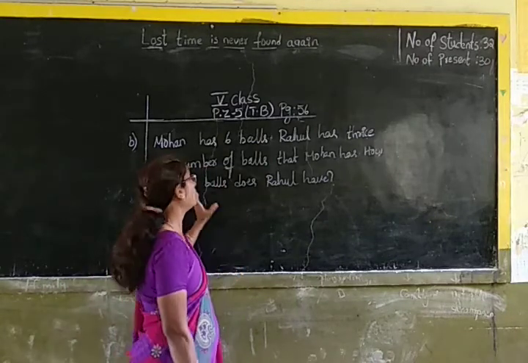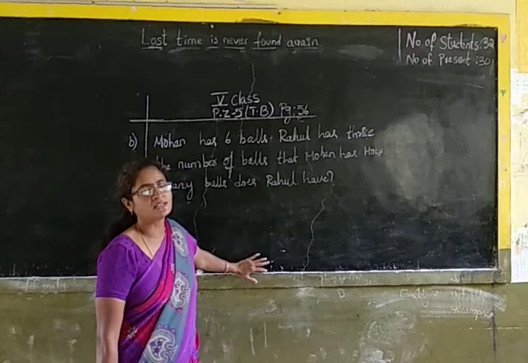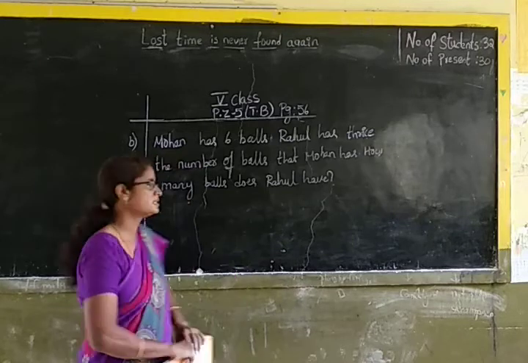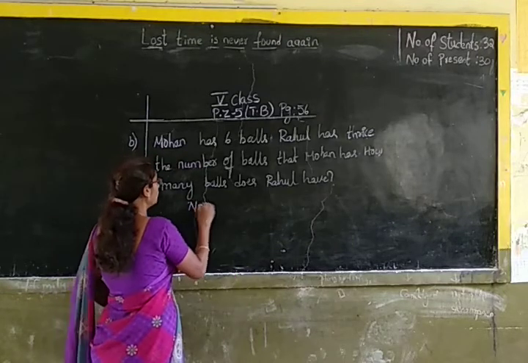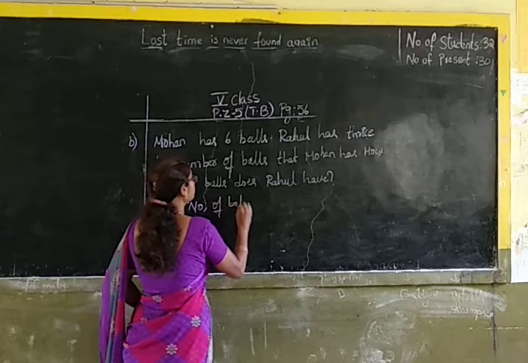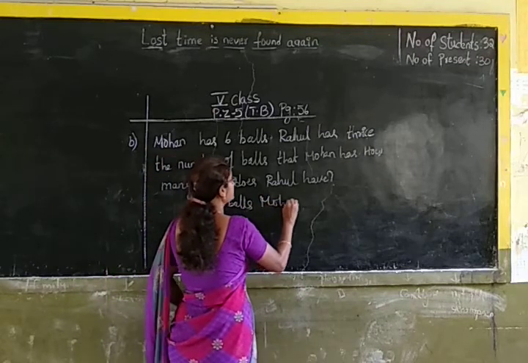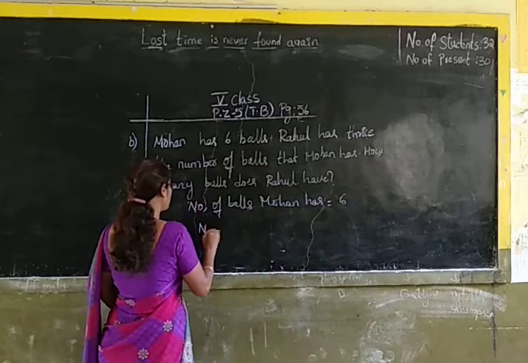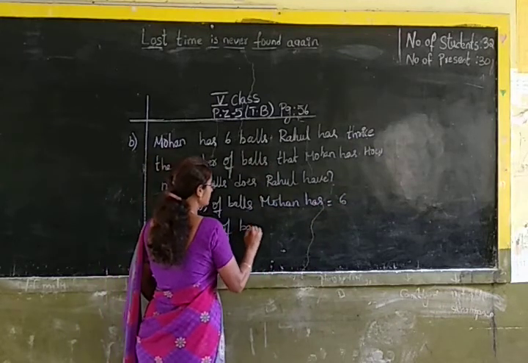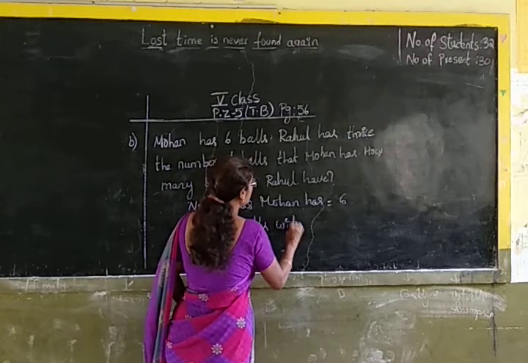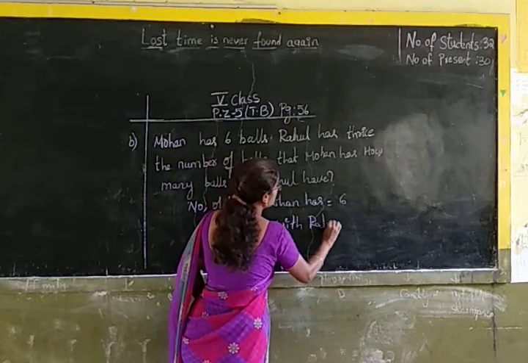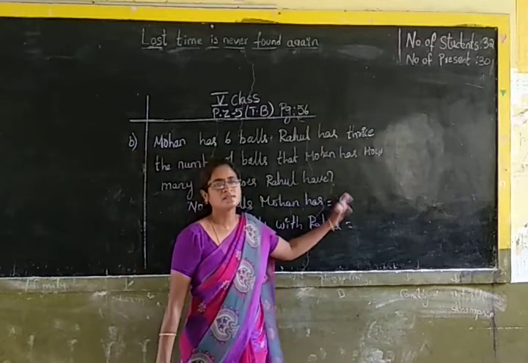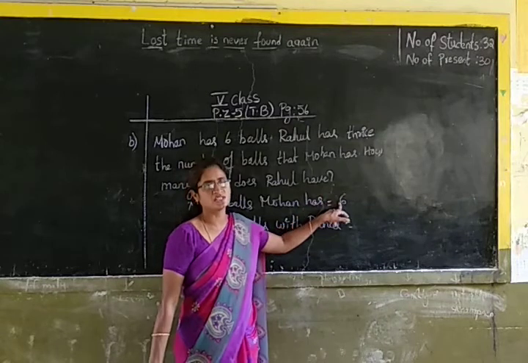Okay, children. So Mohan is having 6 balls and Rahul is having thrice the number of balls Mohan is having. First, let us write down the number of balls Mohan has. How many balls is he having? 6. Number of balls with Rahul. It is thrice the balls that Mohan has. Thrice means 3 times.